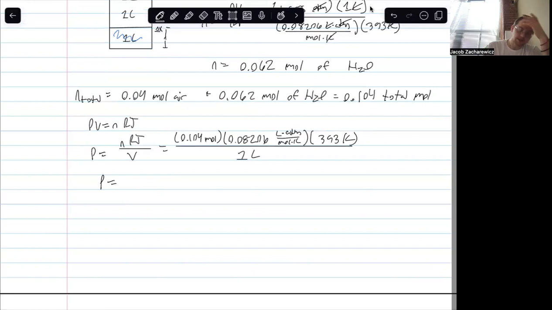After all of these calculations, you plug this all into the calculator, and you should get something around 3.36 ATM as the final pressure. And that's your answer.